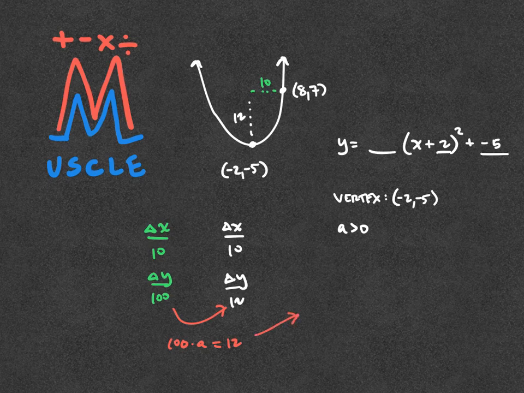Well, if I do a quick reduction on that, a equals 12 hundredths, or both of those are divisible by 4, so 3/25. So it looks like the equation of my quadratic function is y equals 3/25 quantity (x + 2)² minus 5. There you got it, guys.